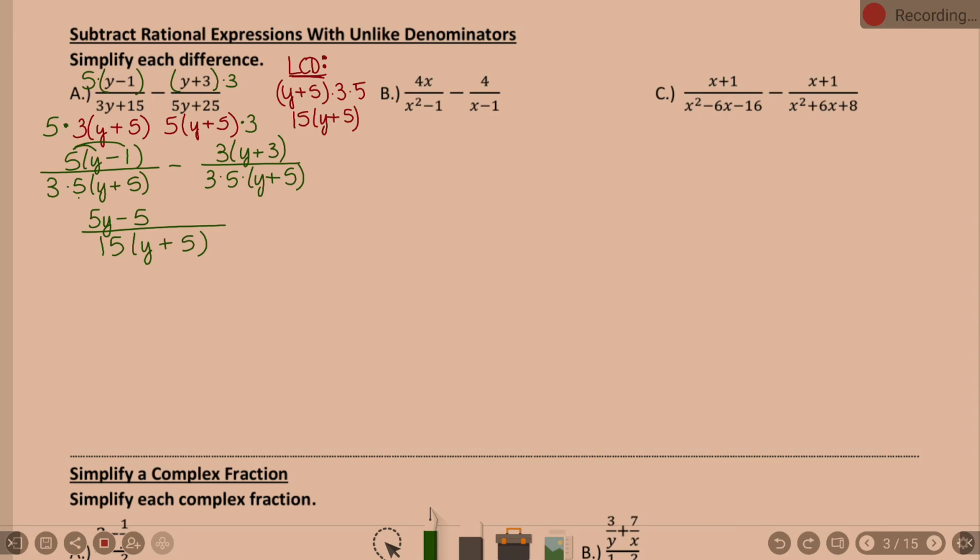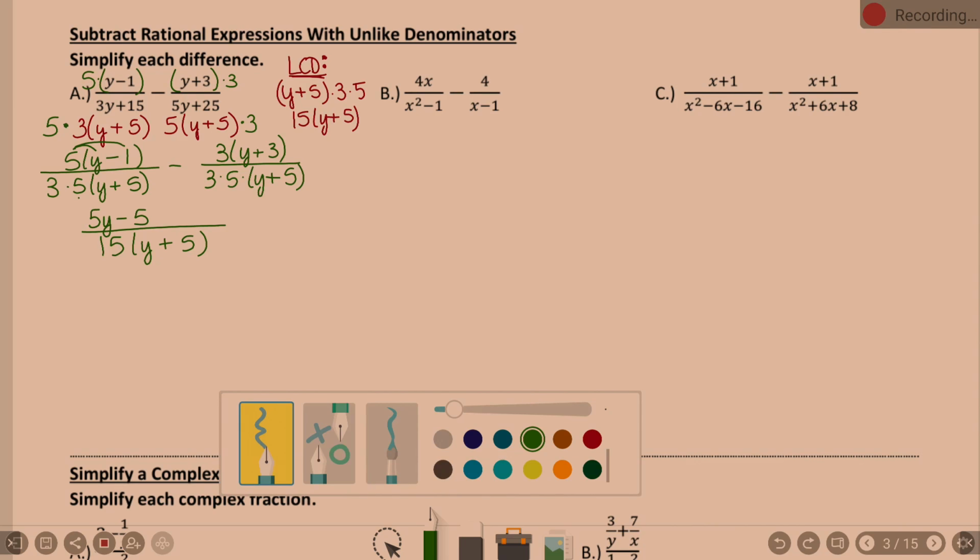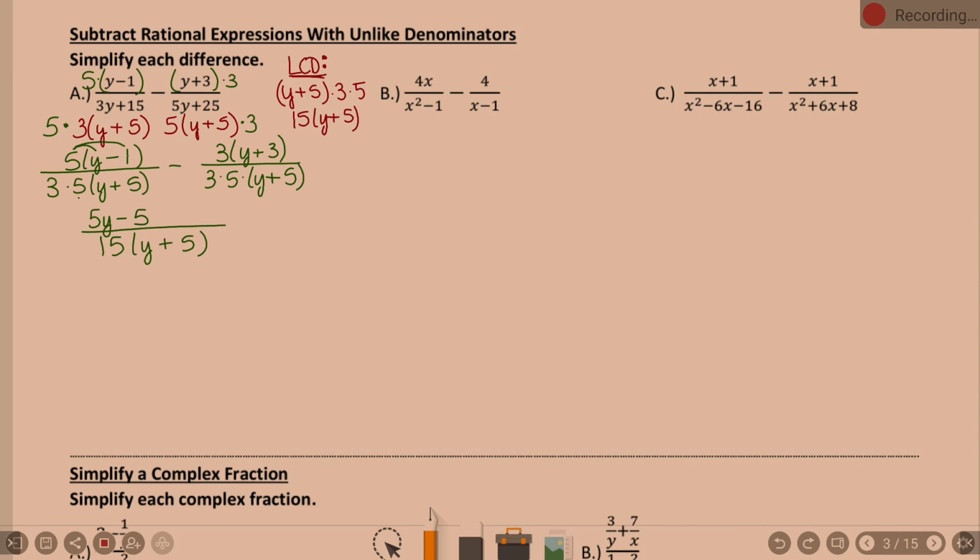Now, are you with me? Here's where we have to be careful. We need to take this 3, yes, and distribute it. But what's the catch here? What type of problem is this?